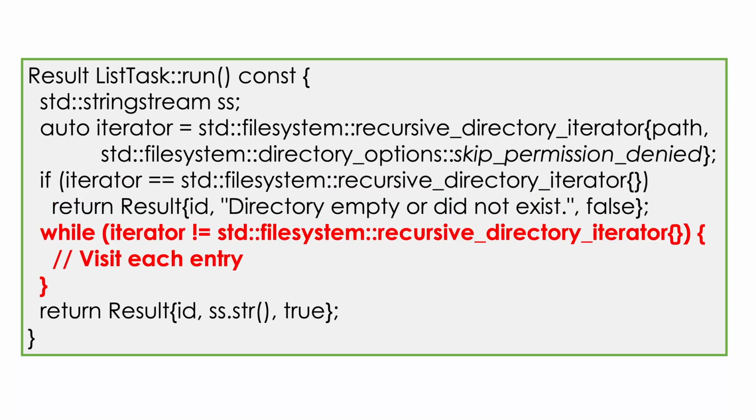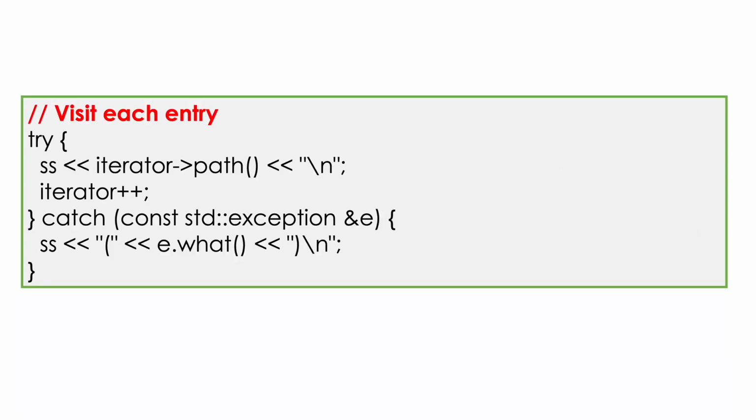Okay, so once we've done all that ceremony, we can start entering into this while loop you see here, which is going to check to see if our iterator is done. That's the not equal to the default iterator, and then we see there's the visit each entry. In visit each entry, we have a little try except block where essentially we just pull the path out of the iterator and then we increment it, and that's it.